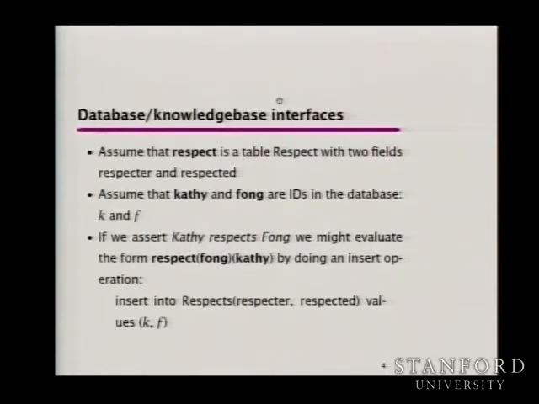Okay, so in particular, what I'm going to assume is that we've got database tables that represent our predicates of interest. So in that previous example, we had a respect relation between people. And so when we have a respect relation in our predicate logic, I'm going to assume that we have a respect table, and the respect table is going to have two columns. It's going to have the IDs of people who respect other people, the respecter column, and the respected column. So we have Kathy and Fong as our two IDs for people in the database.